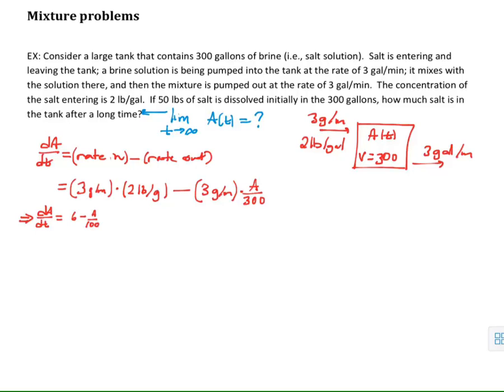And we also have an initial condition, so we can write this as an IVP. dA/dt equals 6 minus A over 100, and A at 0 is, careful, A is just amount, not concentration. We're modeling amount. There's another model you could set up that's based on concentration, but it's more complicated to solve and set up, so we're using the easier one, which is modeling just the total amount of salt. So A is 50 at 0. So there's your initial value problem.